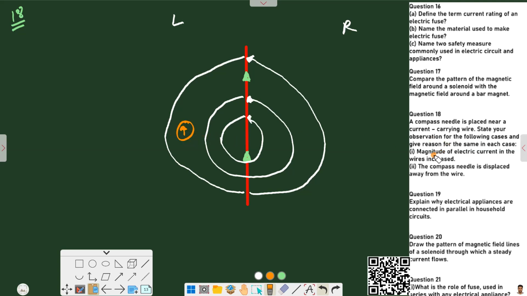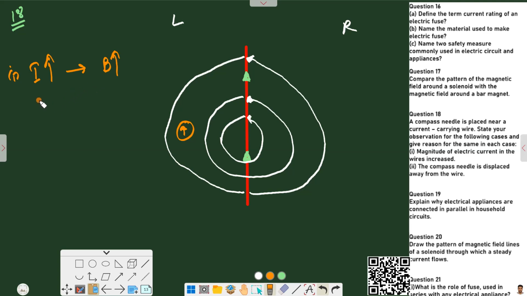So what will happen? First case, the magnitude of electric current in the wire is increased. When the magnitude of current is increased, what will happen? In the first case, current is increased. When current is increased, the magnetic field produced is also increased. So whenever the magnitude of current increases, the magnetic field produced by the wire also increases.